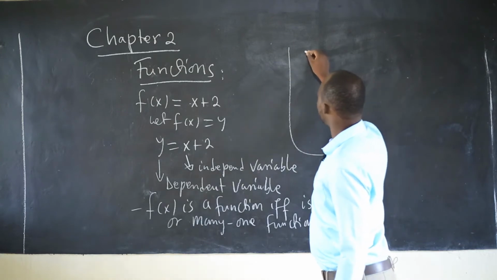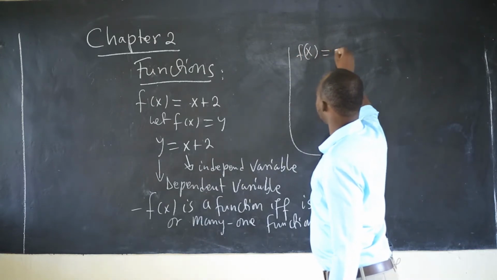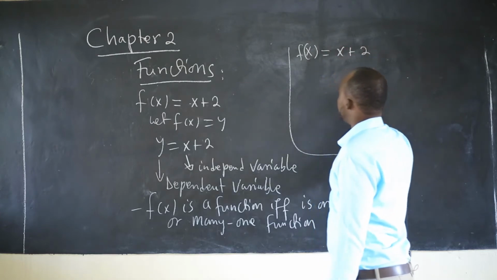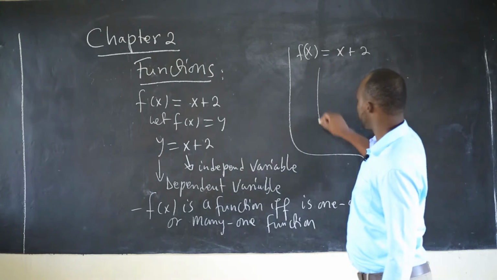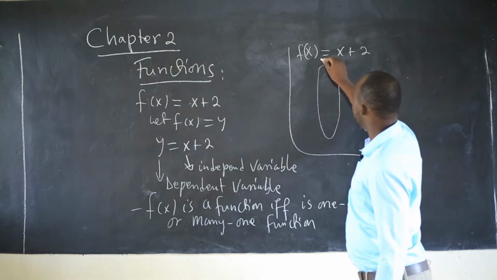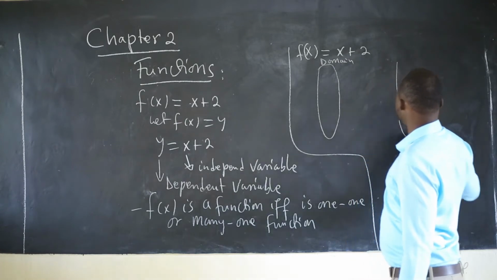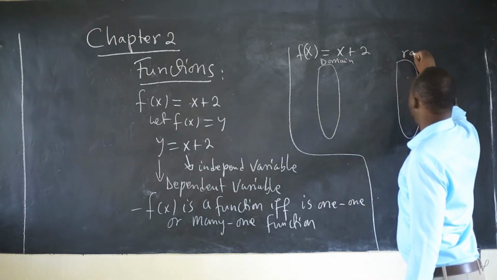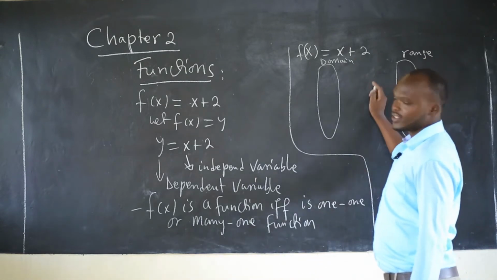We have f of x equal to x plus 2. This is one-to-one. Let me show how it is one-to-one. This is the domain, and this is the range. And you know that the range is the outcome. So the domain of this one is real numbers.